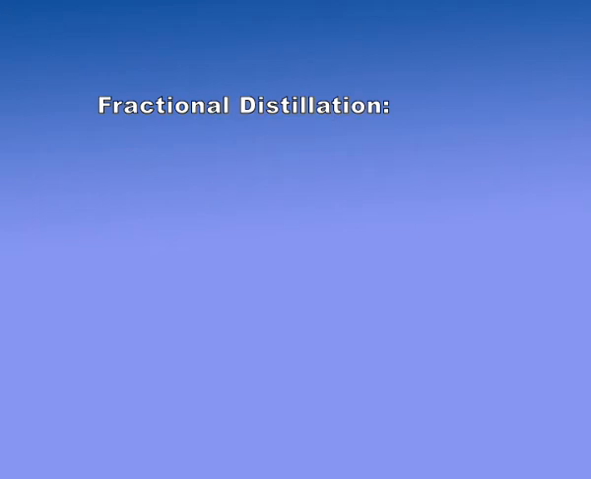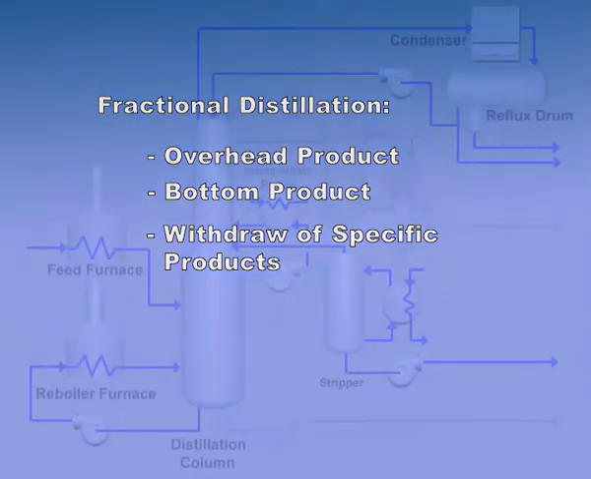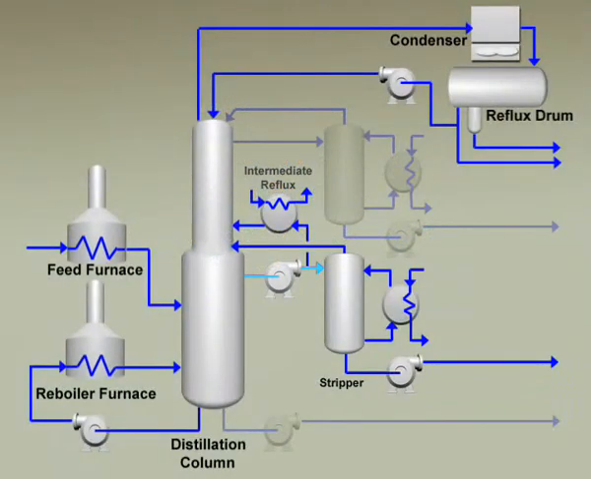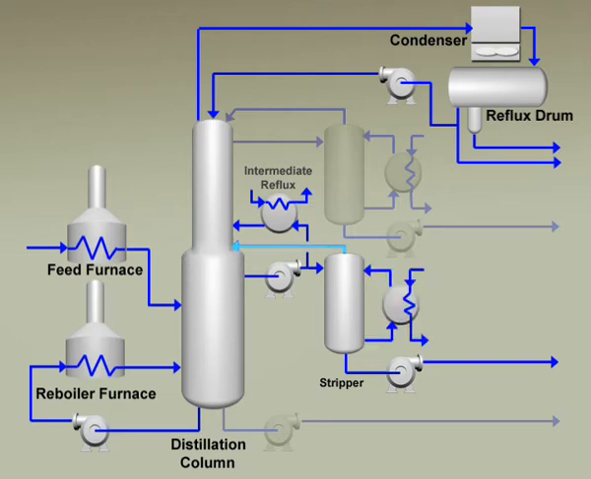The fractional distillation process allows for withdrawing specific products besides the overhead and bottom products. At particular elevations, liquid is withdrawn from the column and fed into a stripper. The temperature of the product in the stripper is maintained at a specific temperature, so that the components that have a lower boiling temperature are fed back into the distillation column. The liquid collected at the bottom is considered the desired product.